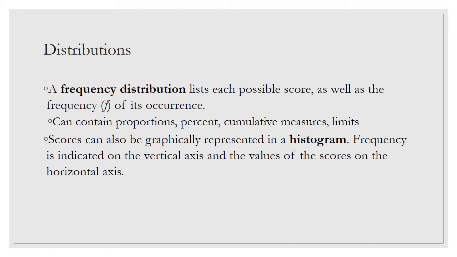Scores can also be graphically represented as a histogram instead of as a table. Frequency is indicated on the vertical axis and the values of the scores on the horizontal axis. The rectangles are proportionate to the frequency of the scores. We'll show you some examples of those.